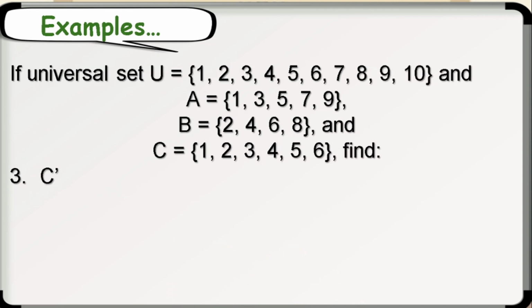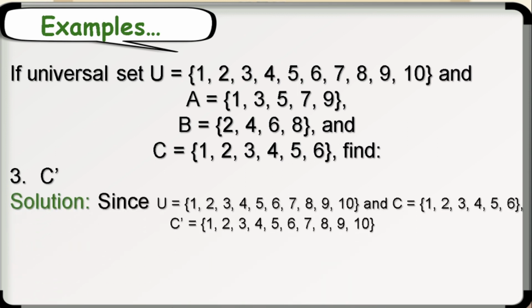And lastly, find the complement of set C. So since U is 1, 2, 3, 4, 5, 6, 7, 8, 9, 10, and C is 1, 2, 3, 4, 5, 6, again, you will just remove all elements of set C that are in the universal set U. So we will eliminate 1, 2, 3, 4, 5, and 6. Therefore, the complement of set C or the C complement is 7, 8, 9, 10.